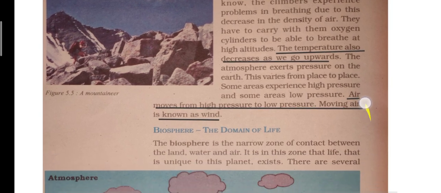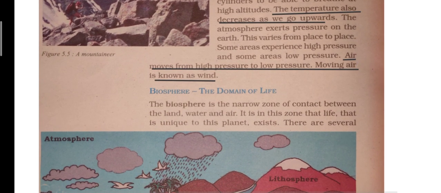Now children, atmosphere is over. Now we will move to biosphere, the domain of life. This is our last topic for this chapter. So biosphere is the narrow zone of contact between the land, water and air. It is in this zone that life that is unique to this planet exists.